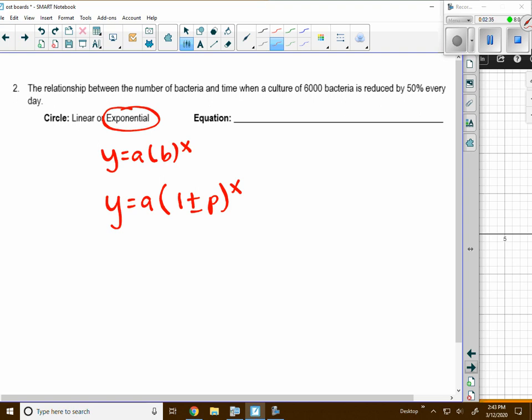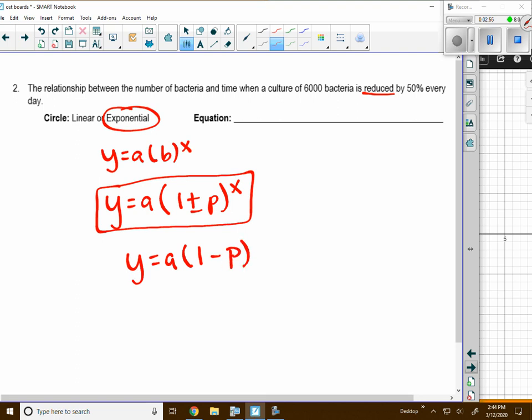So in this case, we are going to use this particular function. We have to decide if it is plus or minus based on what we're given. Since they use the word reduced by 50%, that tells us it's going to be decreasing. So our general function is going to be 1 minus our percent. Minus is associated with a reduction, a decrease, or a decay. Addition in the middle is associated with growth. So here, A is going to be our y-intercept or initial value. P is going to be our percent as a decimal.